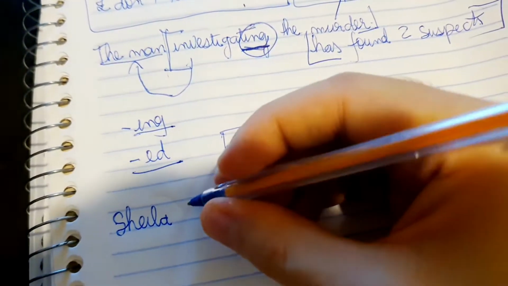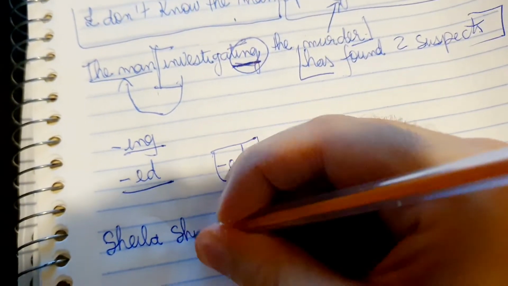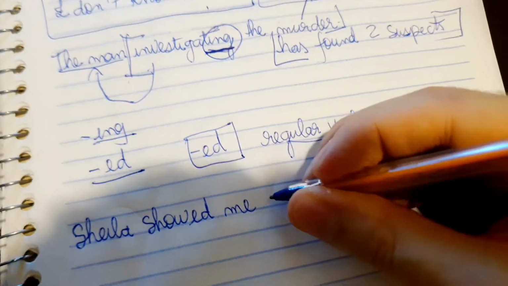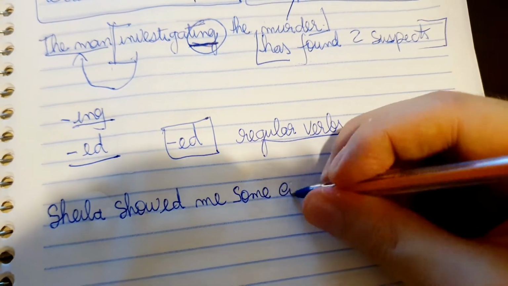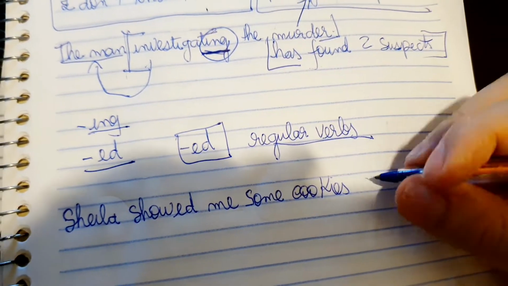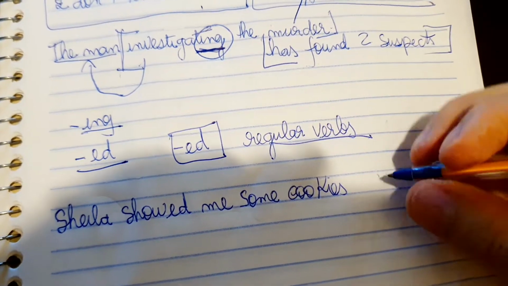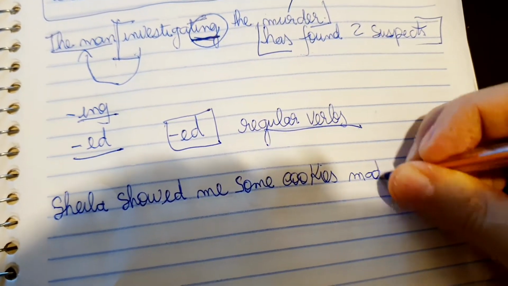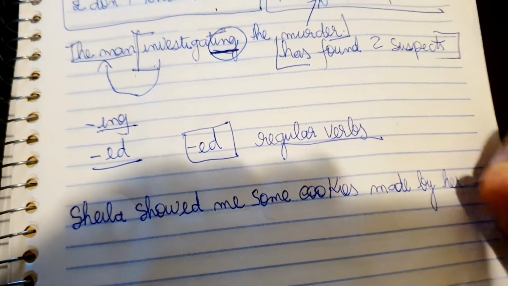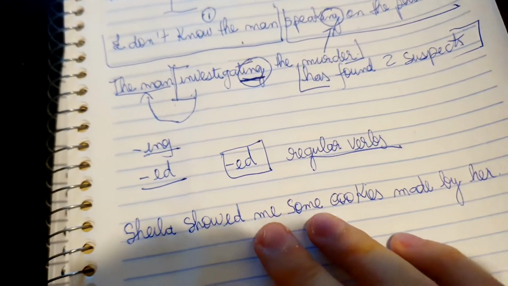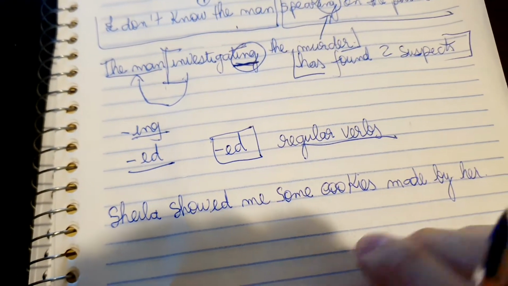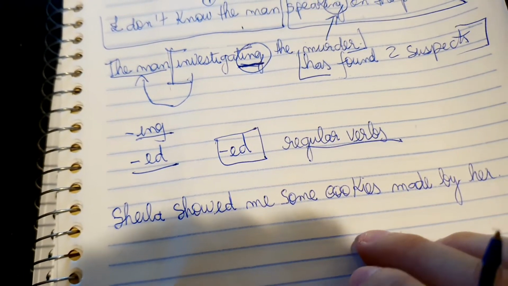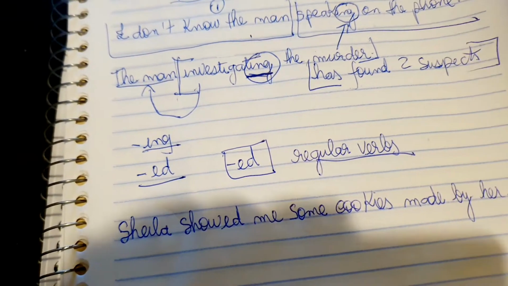Sheila showed me some cookies made by her. She not only showed, but she offered me some cookies to eat, right? I don't like being showed food or being shown food. Yes, I guess it's an irregular verb.